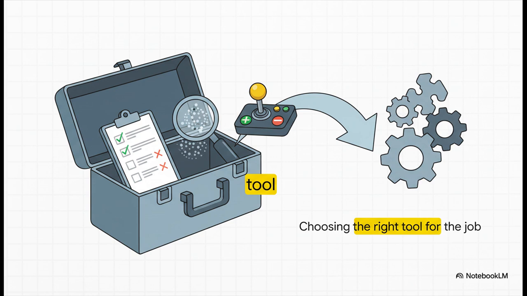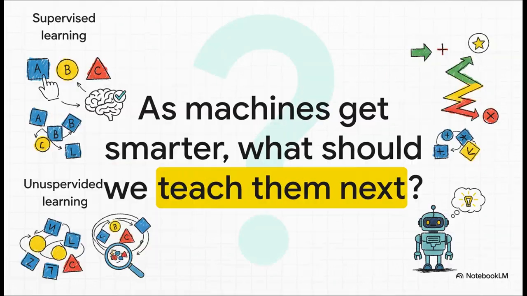So, what's the big takeaway here? It's that there's no single best way for machines to learn. It's not a one-size-fits-all situation. It all comes down to the problem you're trying to solve and what kind of data you have to work with. The real art and science of AI is knowing exactly which tool to pull out of the toolbox for the job at hand. And that kind of leaves us with a really big question, doesn't it?